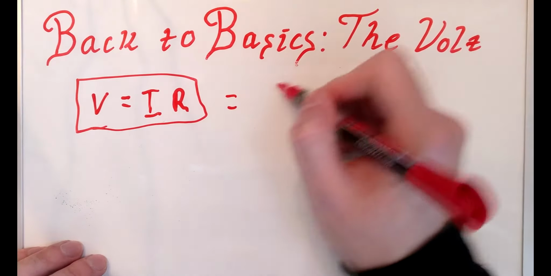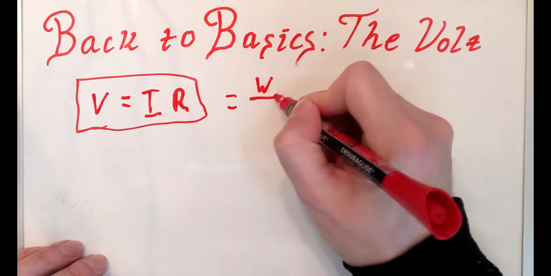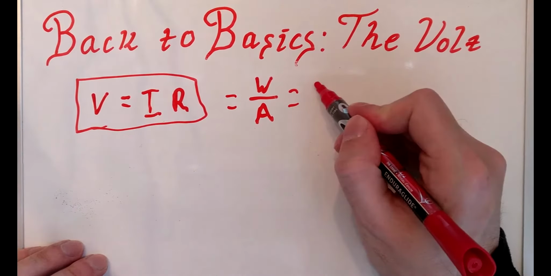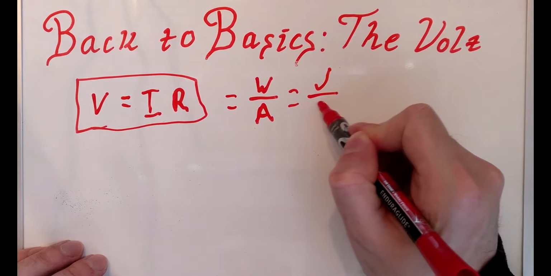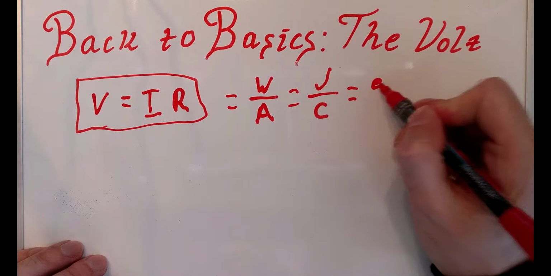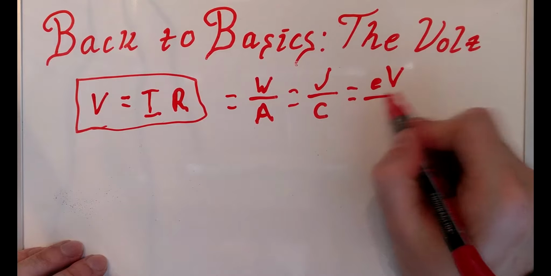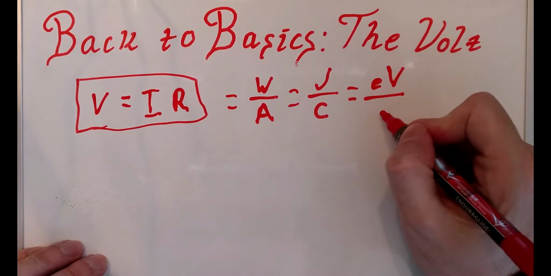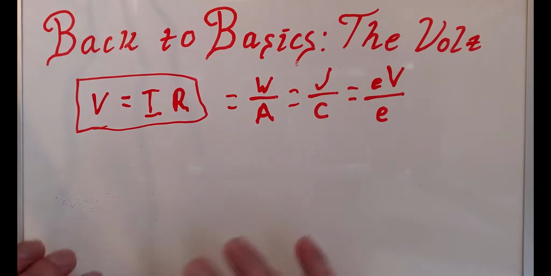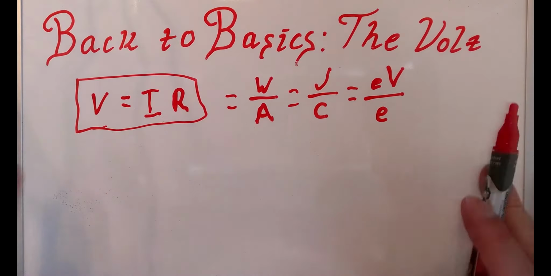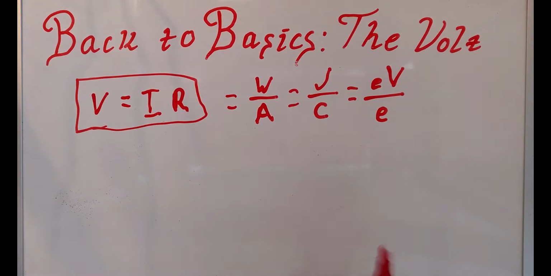It is also equal to watts over amps. It is also equal to joules divided by coulombs. And it is also equal to electron volts over, what was that term? Over elementary charge, which we talked about very basically in our previous video when we talked about the electron. So there's our mathematic way of looking at what a volt is.